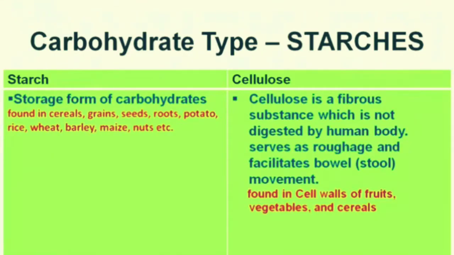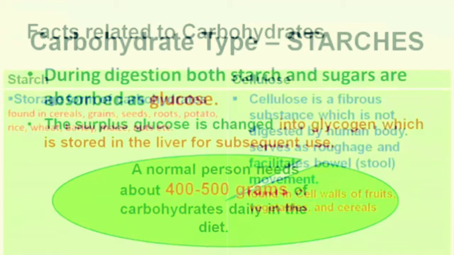Now let us move on to the carbohydrate type, that is the starches. For starches, there are two categories, starch and cellulose. Starch is a form of carbohydrate which is a storage form of carbohydrate. We find starch in food items like cereals, rice, potato, etc. And cellulose is a fibrous substance which is not digested by the body, but it serves as a roughage which helps us in bowel movements and in the excretion process. It is often found in the cell walls of fruits, vegetables and cereals.